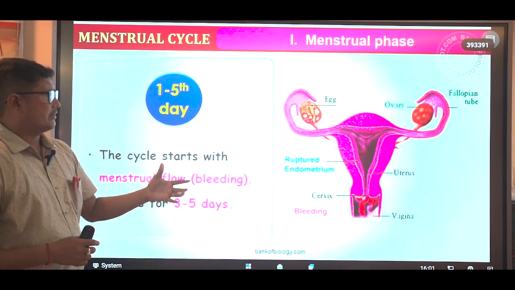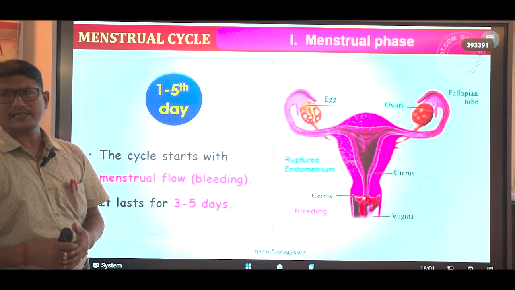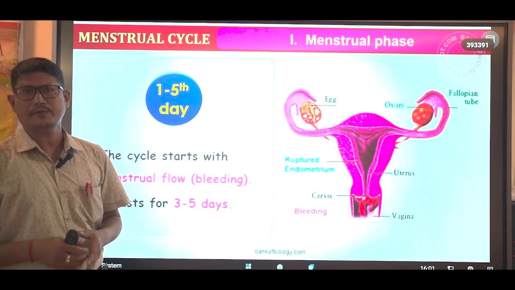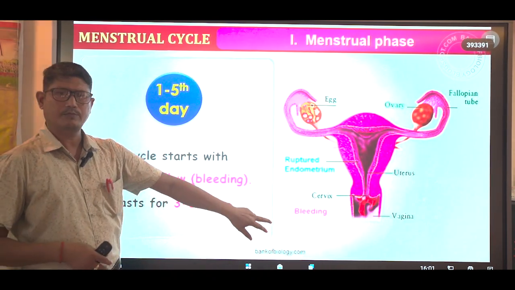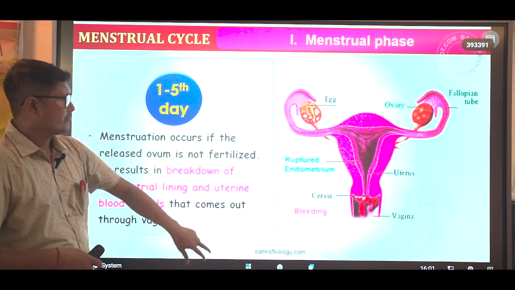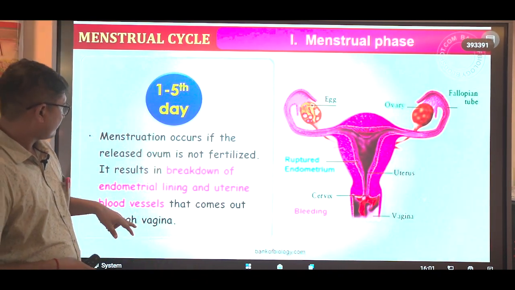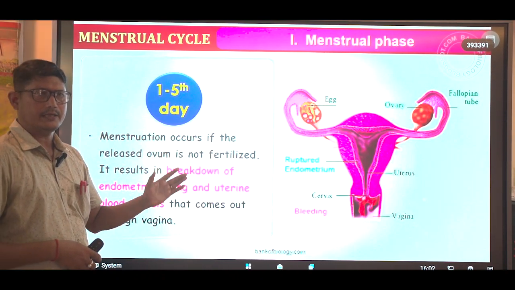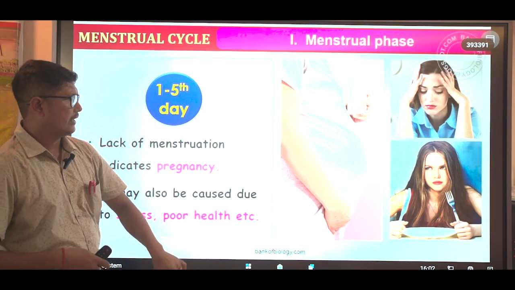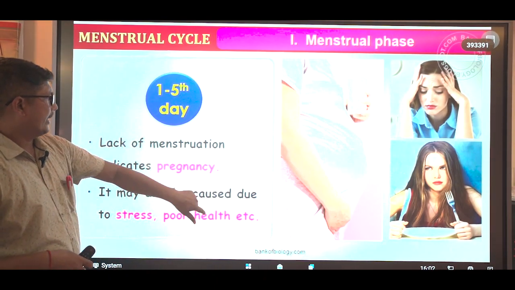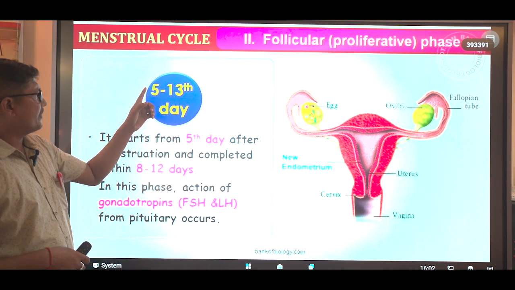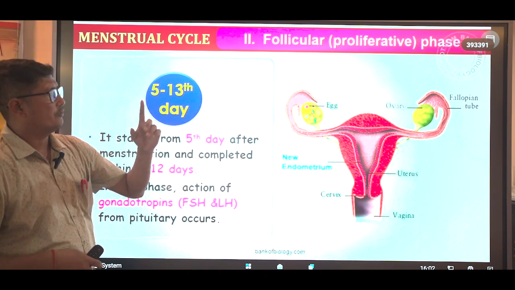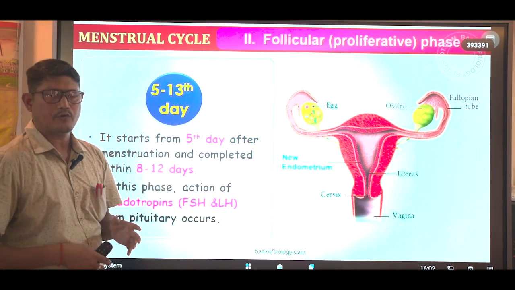The menstrual phase is characterized by menstrual flow. That is due to the breaking down of the endometrium lining, which results in bleeding for some 3 to 5 days. This happens due to the breaking down of the uterine membrane, that is the endometrium lining. So that is called the menstrual phase. Then on the 5th to 13th day, we have what is called the follicular phase or proliferative phase.